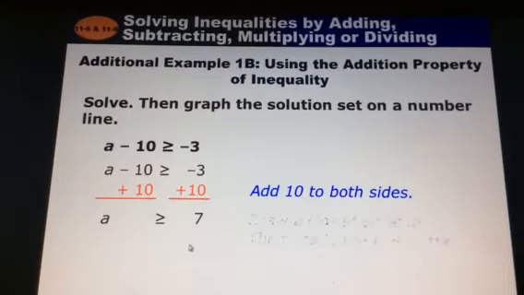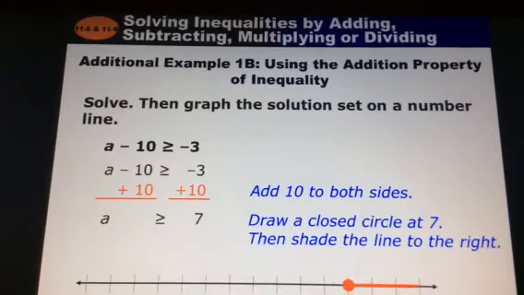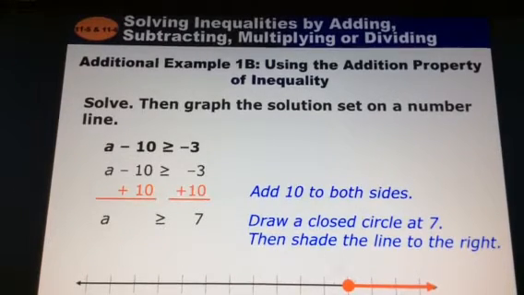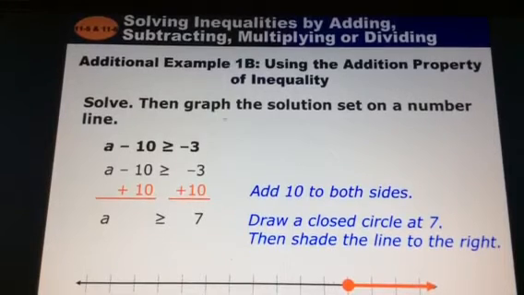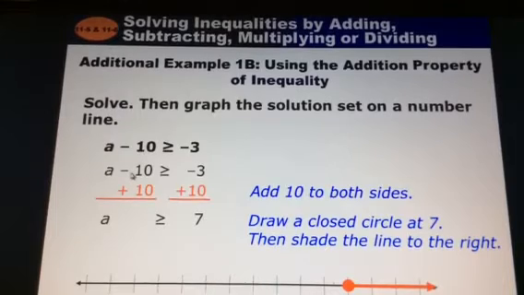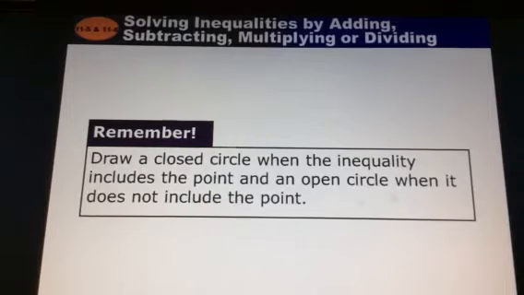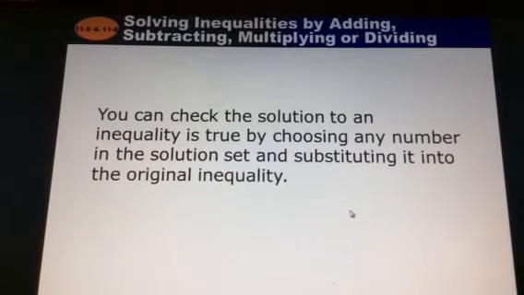So any value of A that is greater than or equal to 7 would fit in this inequality and make it a true statement. So we can always plug any number back in to check and make sure it's true. So for instance, let's say I'll put 10 in because 10's in the shaded region. 10 minus 10 is 0. And 0 is greater than or equal to negative 3. If I put in 7, 7 minus 10 is exactly negative 3, and negative 3 is equal to negative 3. So that works too. And this just reminds us to use closed circles when it's greater than or equal to or less than or equal to.